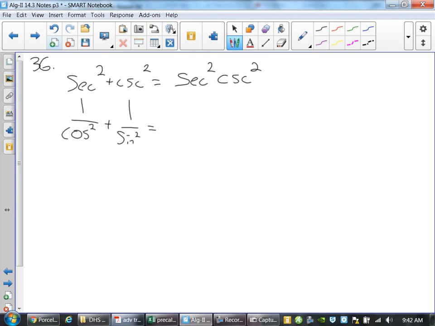What's going to be the common denominator between those two? Cosine squared, sine squared. Fraction on the left needs a sine squared, fraction on the right needs a cosine squared. What's your numerator become? 1.